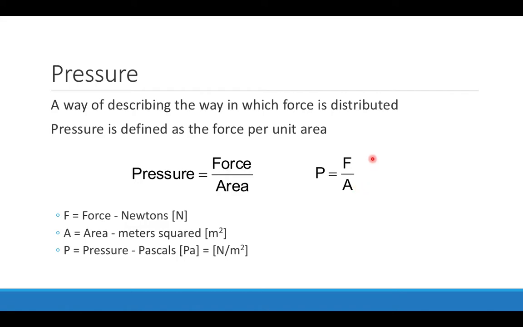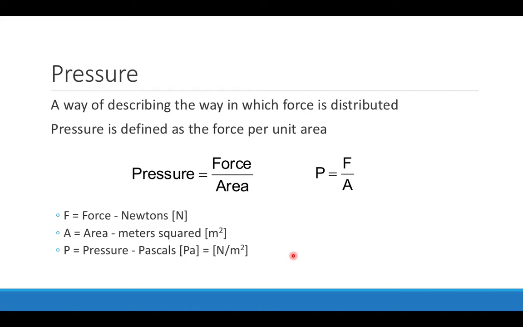In terms of the units that we use, for force in physics, the standard unit would be newtons. For area, we would use units of length times length, meters times meters, so the standard unit would be meters squared. So the units for pressure would be newtons per meter squared. We define this as a new unit called a Pascal. The standard unit for pressure in physics is the Pascal, which is equivalent to newtons per meter squared.